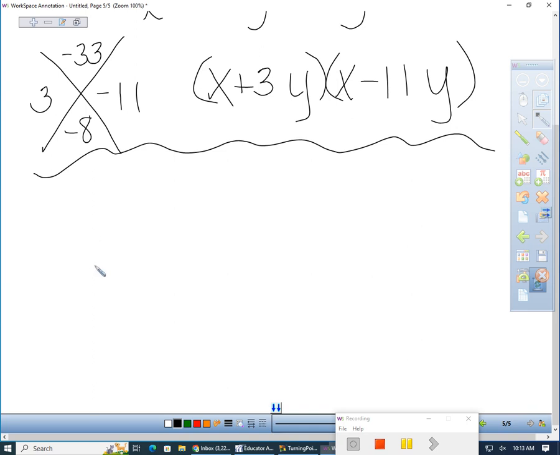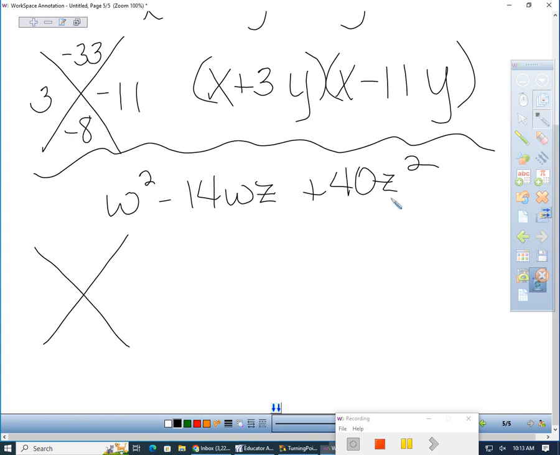Alright. Let's say I have w squared minus 14wz, I don't know, plus 40z squared. All right, I'm going to go ahead and draw my x today. Last number times the first number. 40 times 1 is 40. Middle number is -14. Sides of my x. Good. -10 and -4. Nice job. Is my leading coefficient 1?